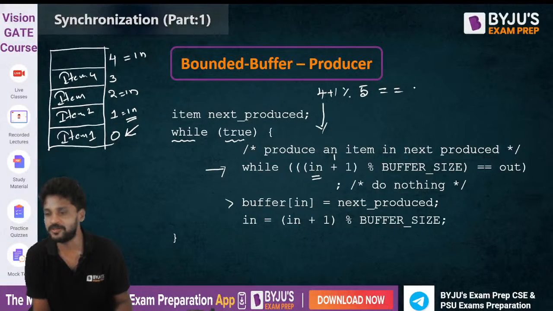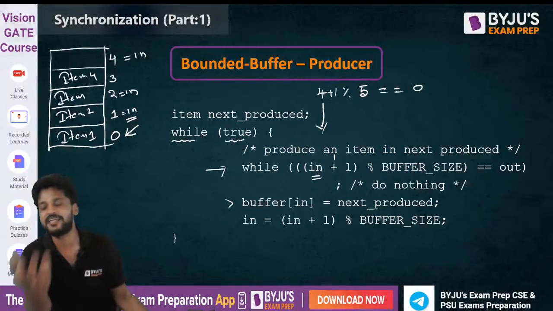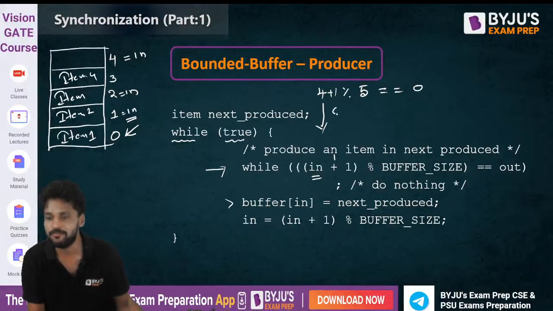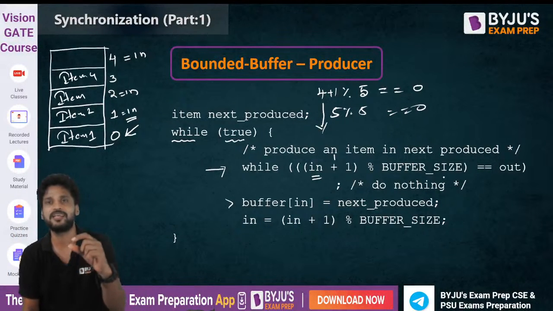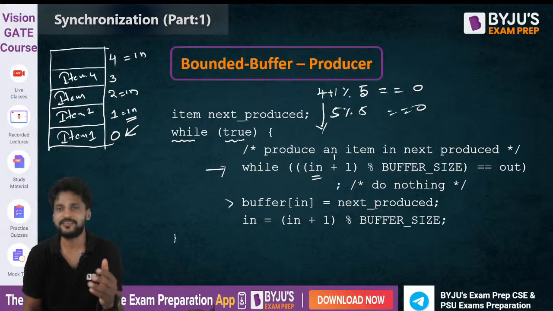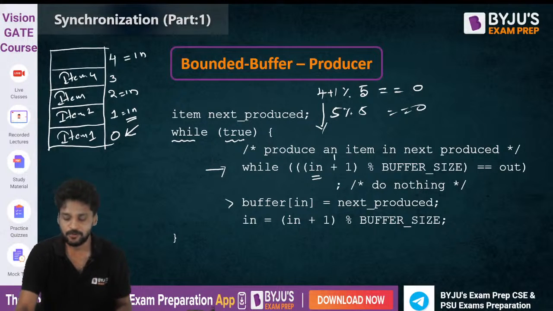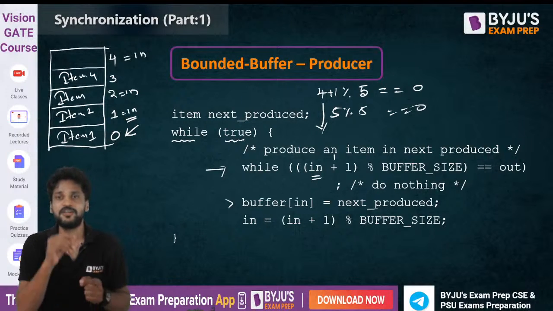If it is equal to 0, then the producer will be caught in the infinite while loop. Obviously, that is correct. Why? Because 5 mod 5 is equal to 0. Yes, the condition gets satisfied. When the condition gets satisfied, the producer will be caught in the infinite while loop. So, obviously, the objective is fulfilled. What is the objective? We need to restrict the producer to his constraint.